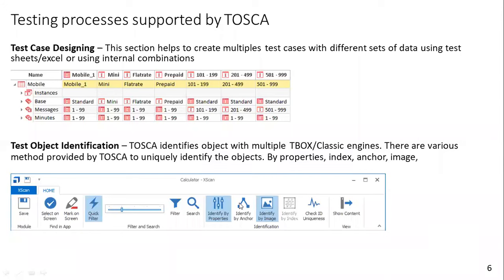You mean to say that once we create the test case, once we design the test case, we can opt for any of these identifications, like properties or anchor, and assign them to that particular test case, right?